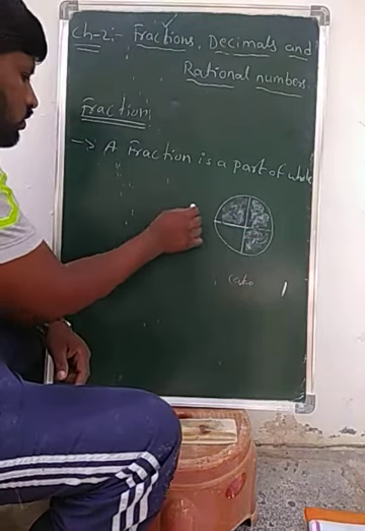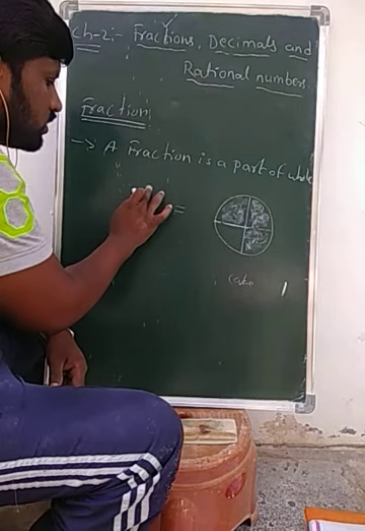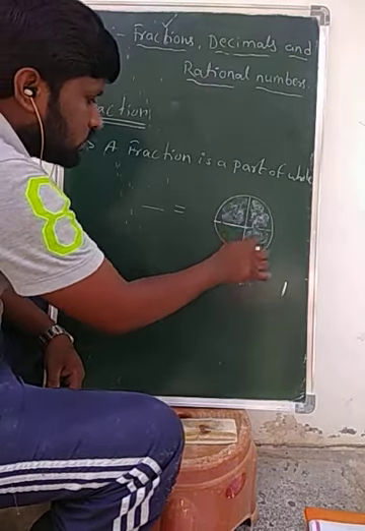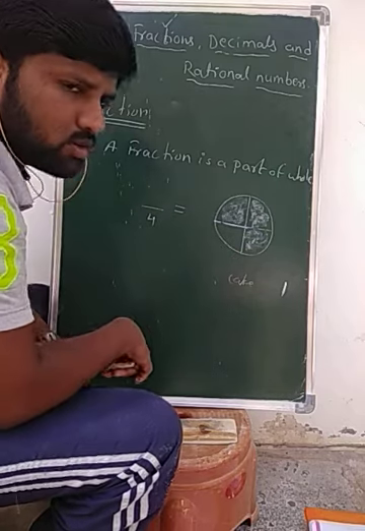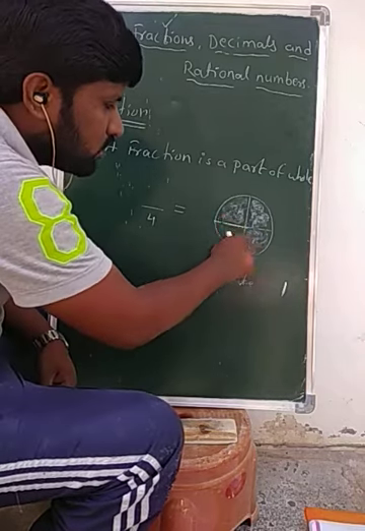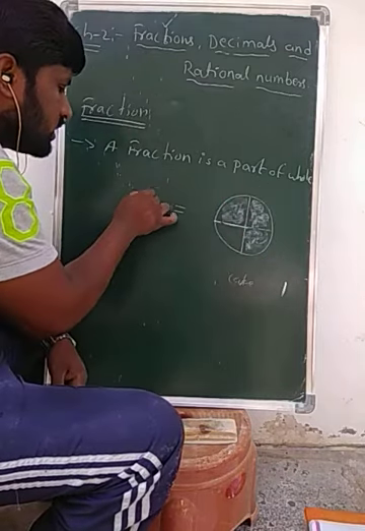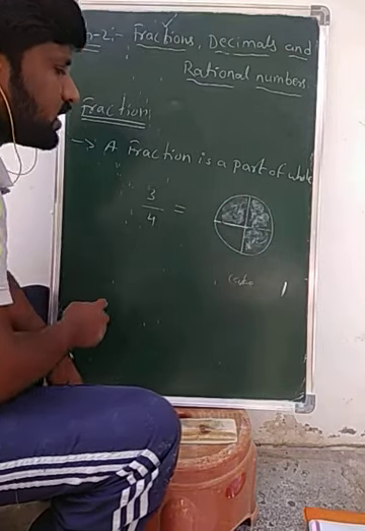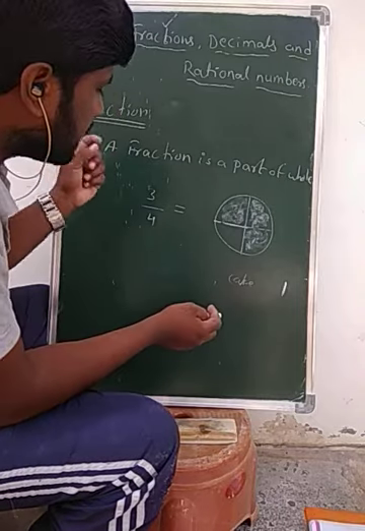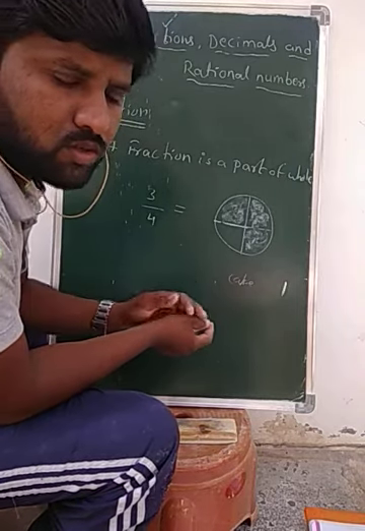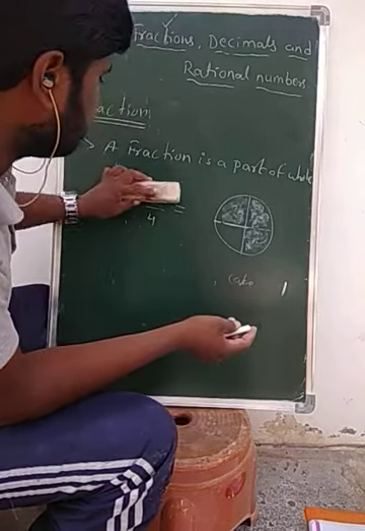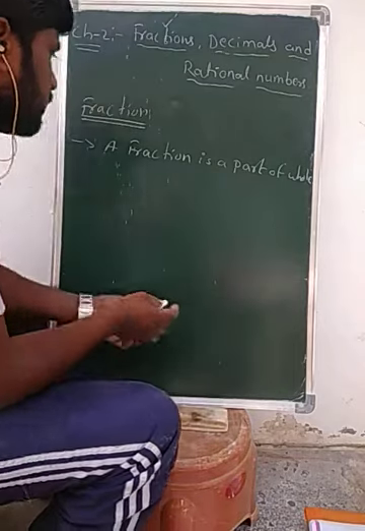Then we can write it as total number of parts 1, 2, 3, 4. That we consider as 4. And out of 4 equal parts, I just distributed 3 parts. That is 3. Now 3 by 4 is a fraction. A fraction is a part of a whole. Now we can write the definition.